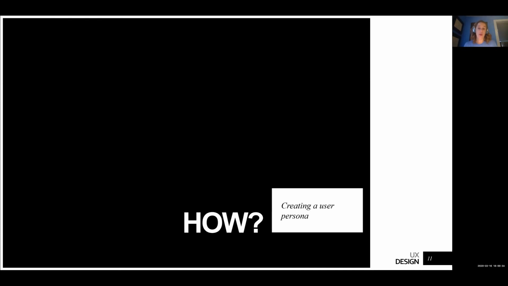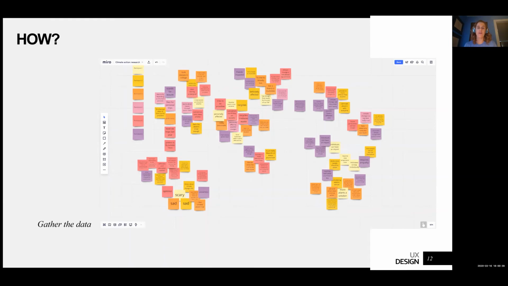So how do we create them? Let's talk about that. We gather the data first. I just mentioned all of the research that goes into it, and that's really important. And once you get all that research, you kind of have to pull out all the bits. So here's an example of something called an affinity diagram that I created from a project.